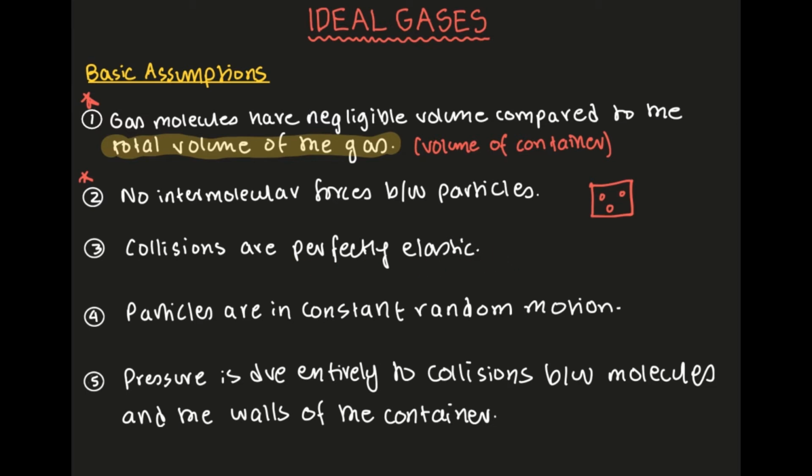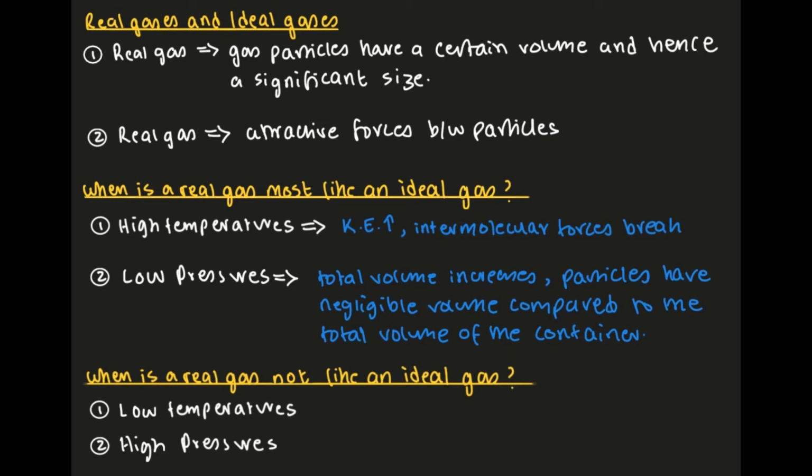The next assumption is that the particles are going to be in constant random motion. And after that, the assumption is that the pressure that's exerted inside this container, or inside any other container containing a gas, is going to be due entirely to collisions between the molecules and the walls of the container. Now we're going to be discussing real gases and ideal gases.